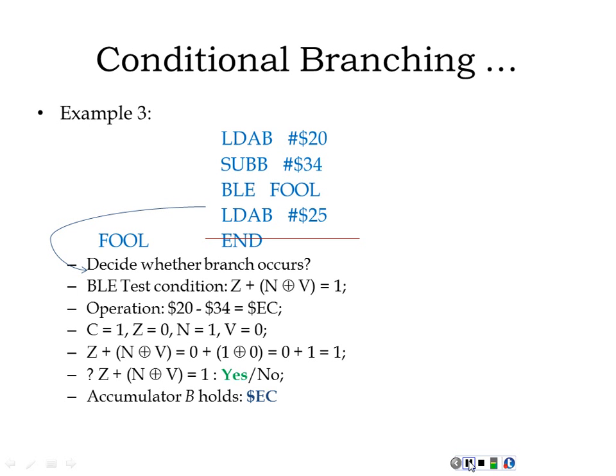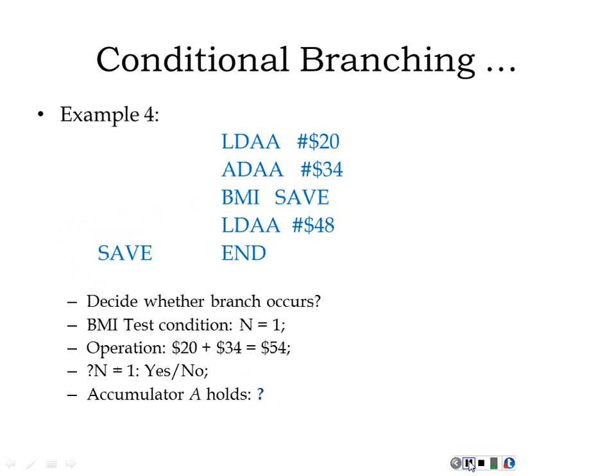If the branch occurs, something happens, because some of the lines are skipped, right? If the branch does not occur, line 4 will be executed. In line 4, your accumulator B will be replaced by 25. I'm saying the EC will be replaced by 25. So all you need to decide is whether it is EC or 25 based on the branch. Here is another example.